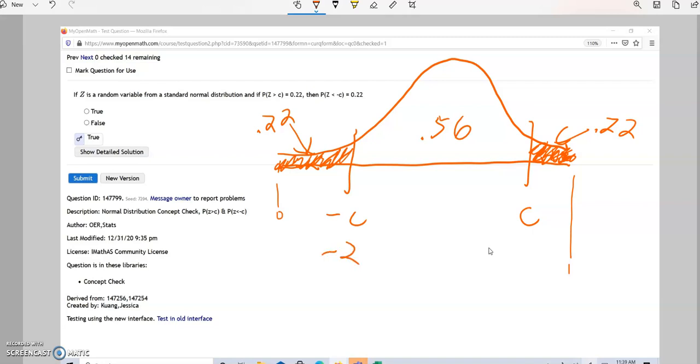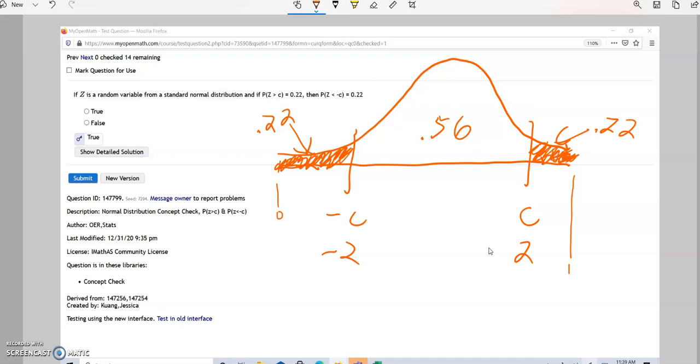This would be -2, this would be +2. If it's the same number, negative C or positive C, it doesn't matter. Pick a number, it could be a 10 if you want. If the probability of some Z greater than C is 0.22, then the same probability is true less than negative C, the same number, which means it's 0.56 in between.